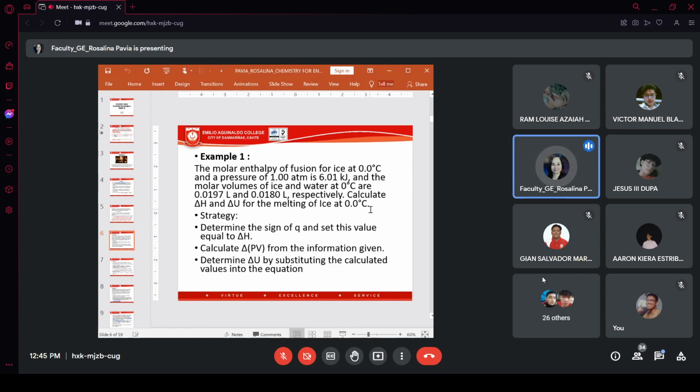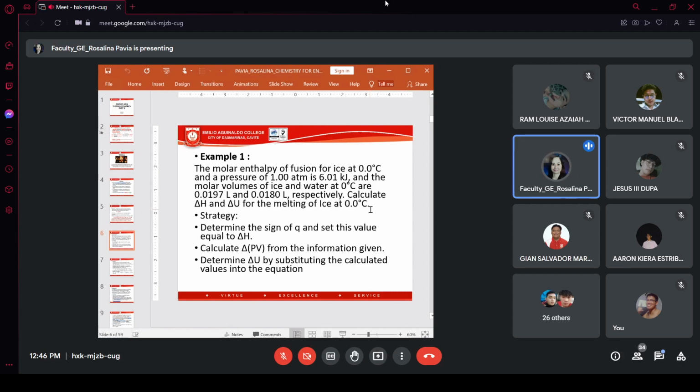So, ibig sabihin ng fusion of ice, magmi-melt yung ice. You know very well that the freezing point of water is 0. So, pag nag-0 na yung freezing point, nagiging ice na yung water. Now, of course, the pressure is 1 atmosphere. Atmospheric pressure siya. And the heat absorbed is 6.01 kilojoule. Paano matutunaw yung ice? Of course, mag-absorb siya ng heat from the surroundings, tama?